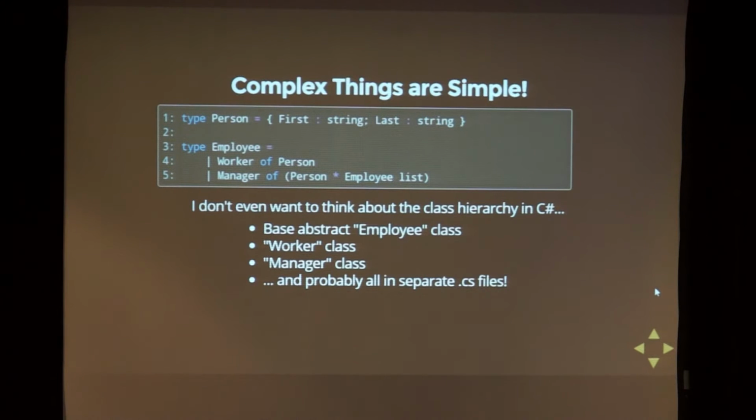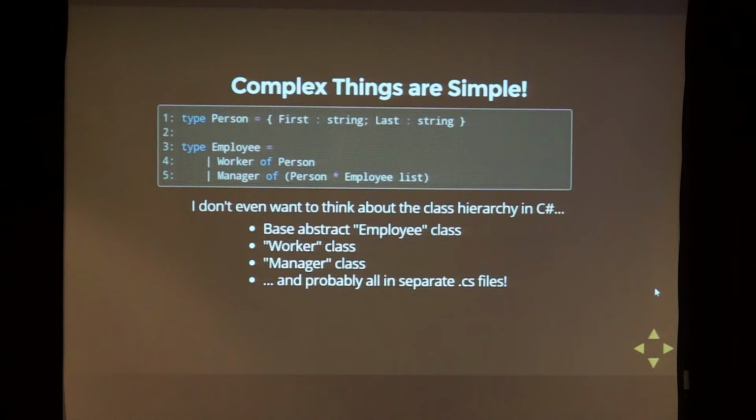And next, I have an employee type. And an employee type can be either a worker or a manager. So if you're a worker, you're just a person. You're just a person that works there. You get paid, whatever. But if you're a manager, then you're a person, and you also have a list of employees that you're managing. And so this is what's called a discriminated union.